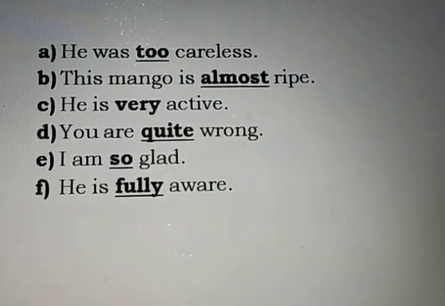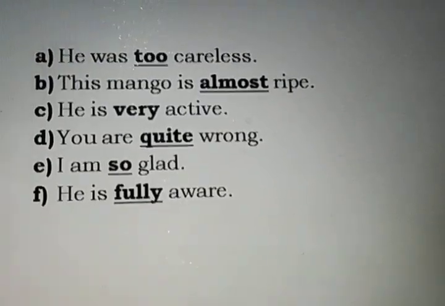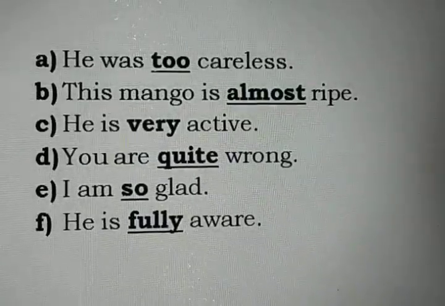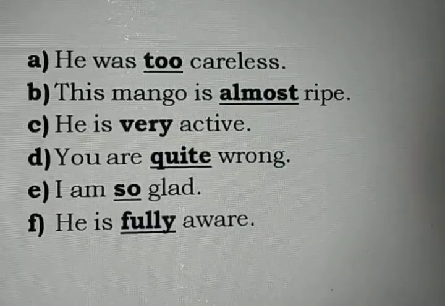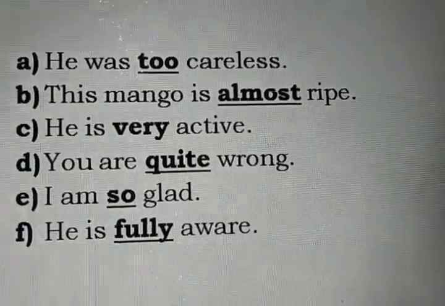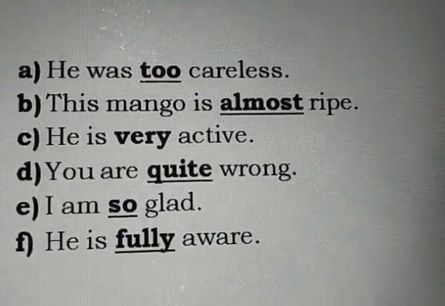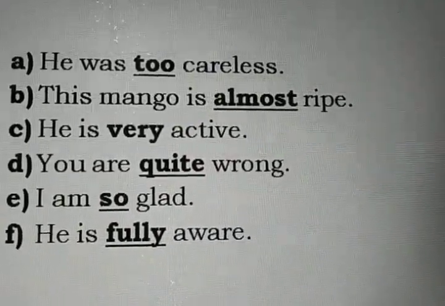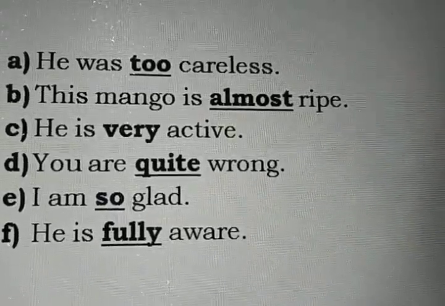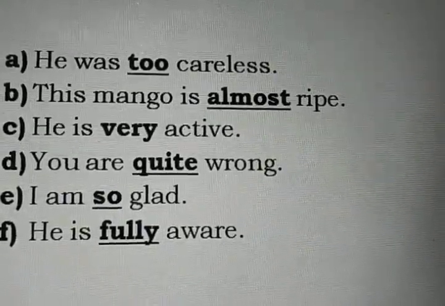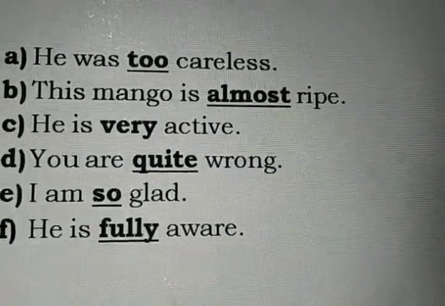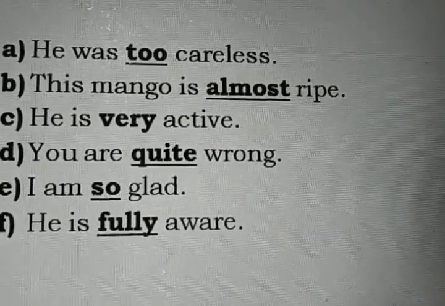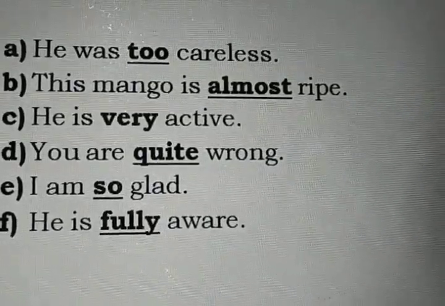Now see the examples of this type. First one, he was too careless. This mango is almost ripe. He is very active. You are quite wrong. I am so glad. He is fully aware. Here you must keep in mind that all these words which are underlined, too, almost, very, quite, so, fully, they all are your adverbs of degree, and they are here modifying adjectives.